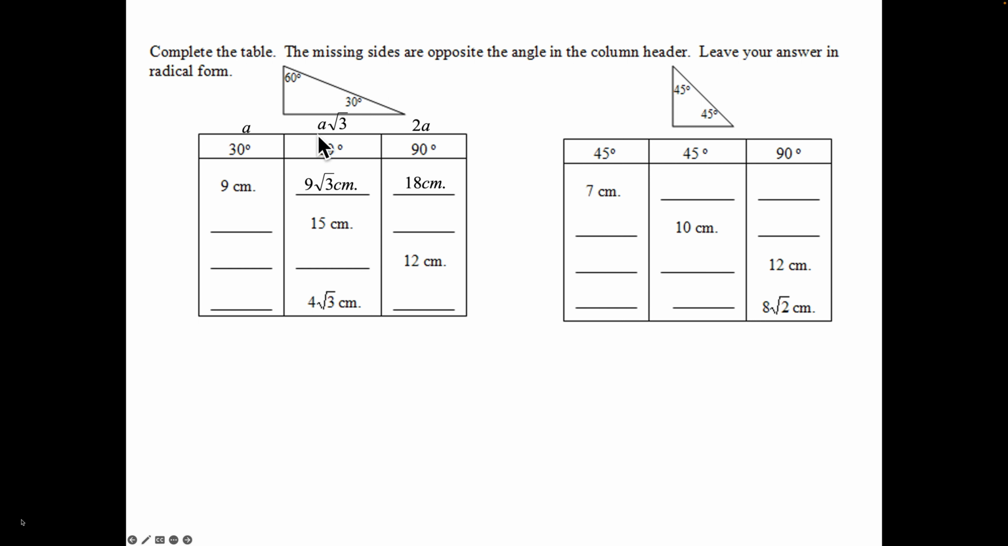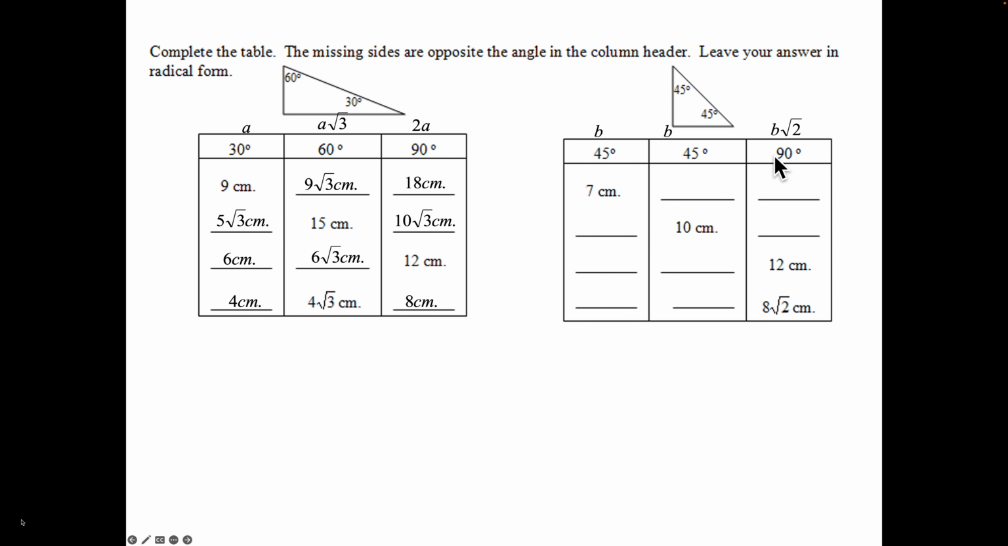Second one, okay, we got a little work here to do. A square root of 3 is equal to 15. Divide by the square root of 3. Rationalize it. 15 square root of 3 over 3 is 5 square root of 3. Double it to 10 square root of 3 for 2A. Third row, 12 is 2A, which means A is 6 centimeters. And opposite the 60 will be 6 square root of 3 centimeters. Last row, 4 square root of 3 is my A square root of 3, which means A is 4 centimeters, and 2A is 8 centimeters.